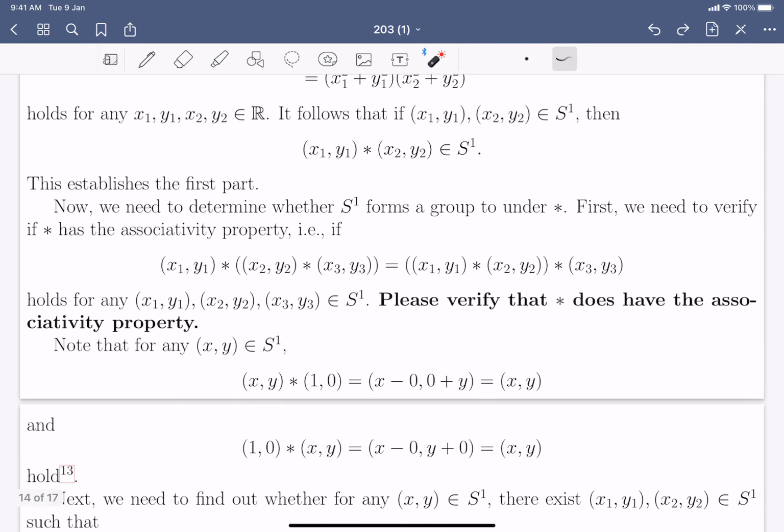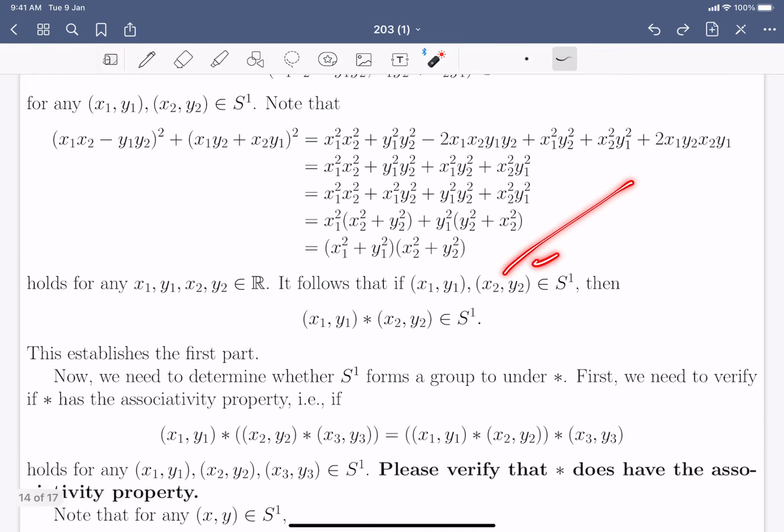So we need to show that, if you pick 3 points (x1, y1), (x2, y2), (x3, y3), first you compose the second and third point, and then compose (x1, y1) with this one. That's the same as first composing the first 2 points and then composing the outcome with (x3, y3). I leave it to you to verify that this has the associativity property. This is not too difficult, but it involves a somewhat extensive use of elementary algebra, so you need to do it.